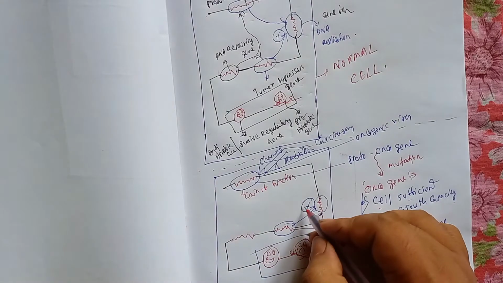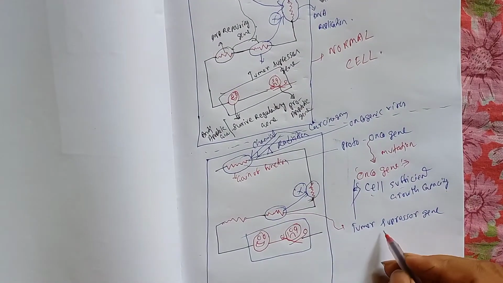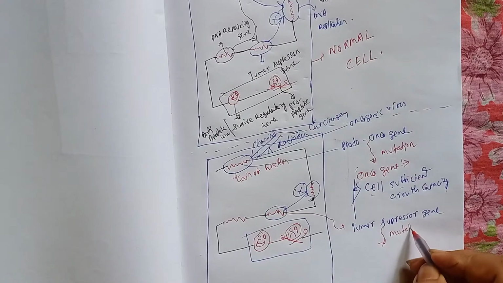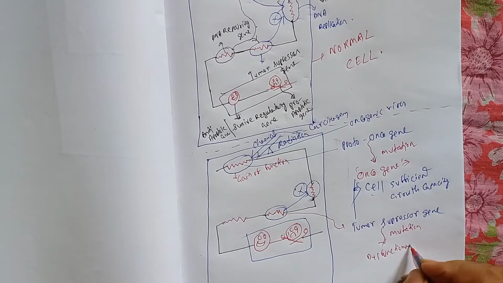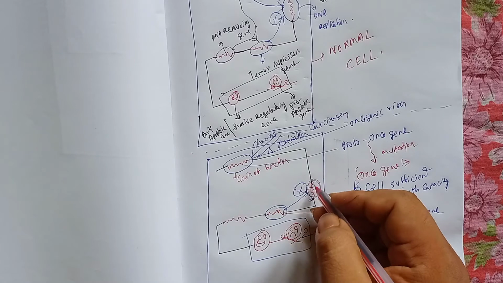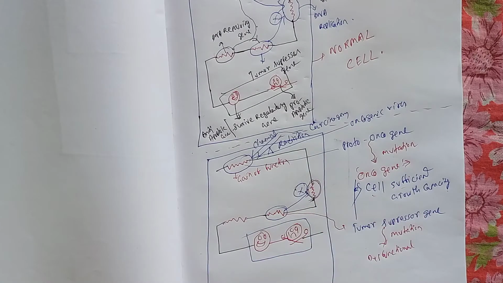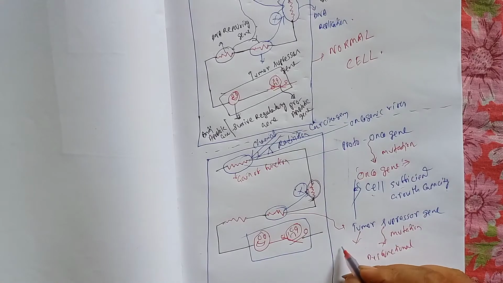But now, suppose this gene is dysfunctional. Whenever the tumor suppressor gene has a mutation, it will be dysfunctional. Now if it is dysfunctional, this type of gene will lose the capacity to inhibit DNA replication. So by the process of mutation, it is losing its function. We can say it is a loss of function here.